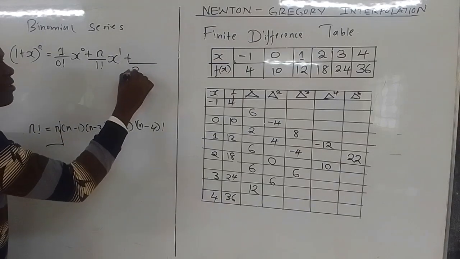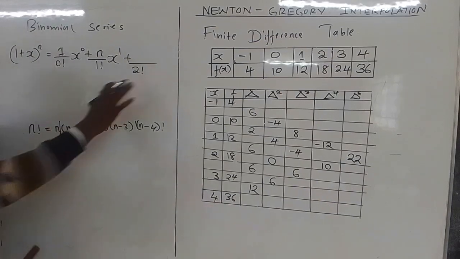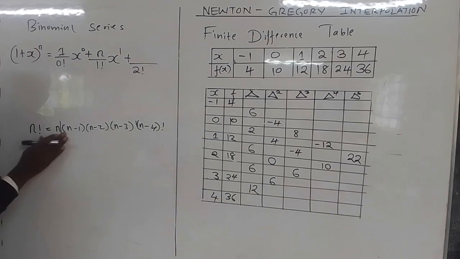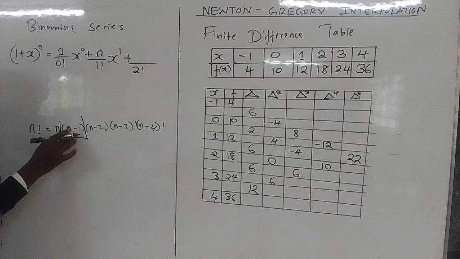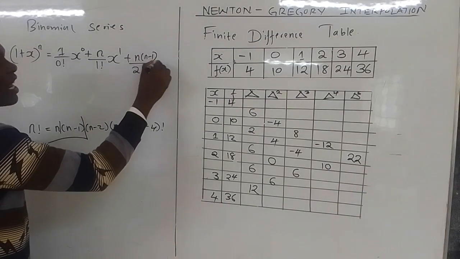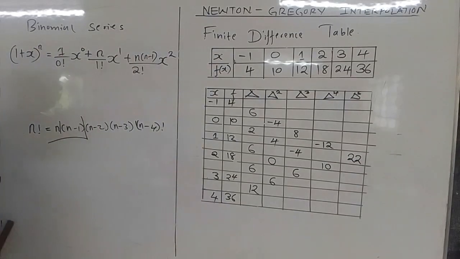Then plus the next. You're starting from 0 factorial, 1 factorial, and now going to 2 factorial, isn't it? When you have 2 factorial, it means there are how many terms in the numerator? 2 terms. And which terms are those? It is n and n minus 1. We have n and n minus 1. Then our x is raised to power 2. Are we together? You saw how this was coming about in the binomial theorem, isn't it?